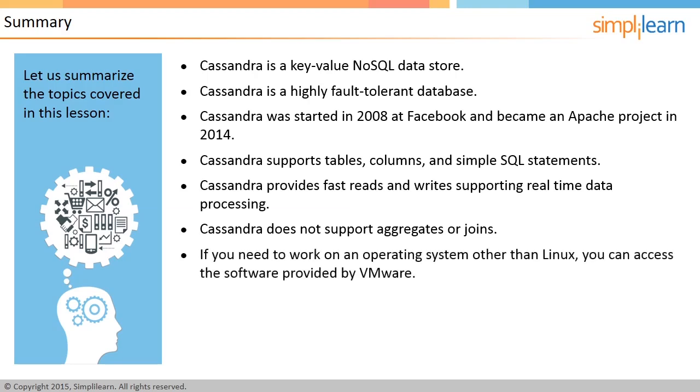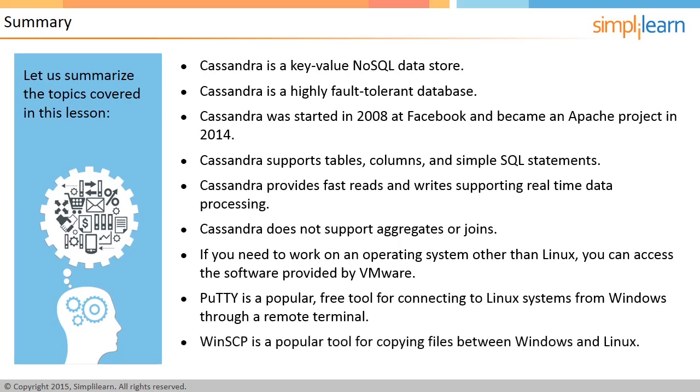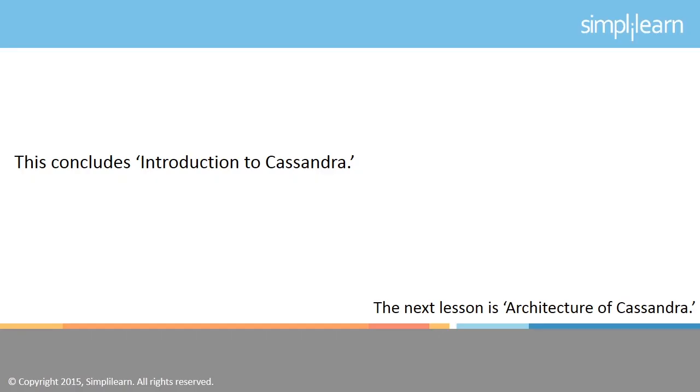If you need to work on an operating system other than Linux, you can access the software provided by VMware. PuTTY is a popular, free tool for connecting to Linux systems from Windows through a remote terminal. WinSCP is a popular tool for copying files between Windows and Linux. This concludes the lesson, Introduction to Cassandra. In the next lesson, we will introduce Cassandra Architecture.